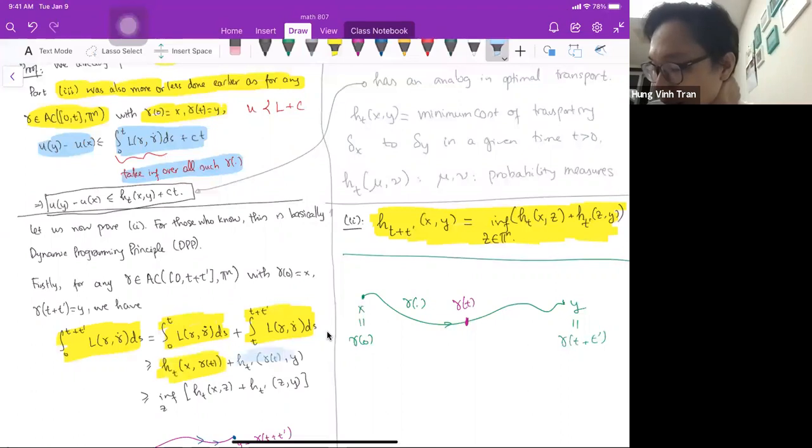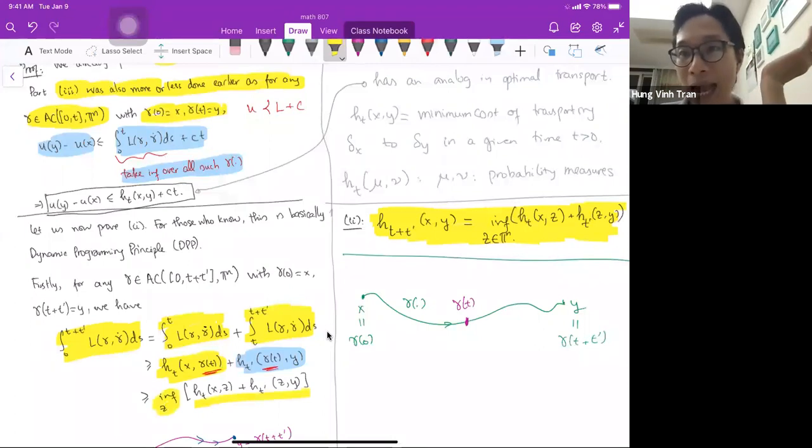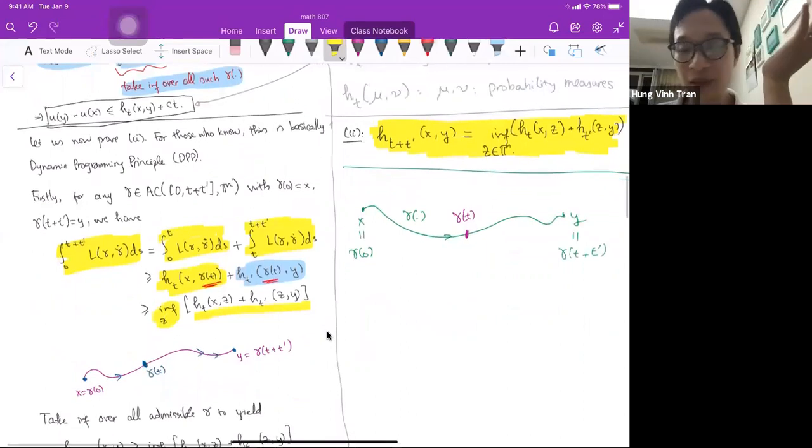And the second integral is greater than or equal to h_t' of gamma_t to y, as it typically goes. And gamma_t here is just one typical value for some gamma_t. So clearly that is going to be greater than or equal to the infimum over z of the sum of the two, over all possible z. Taking the infimum is going to be less than the value of some typical gamma_t. Okay, so that's it for the first part.